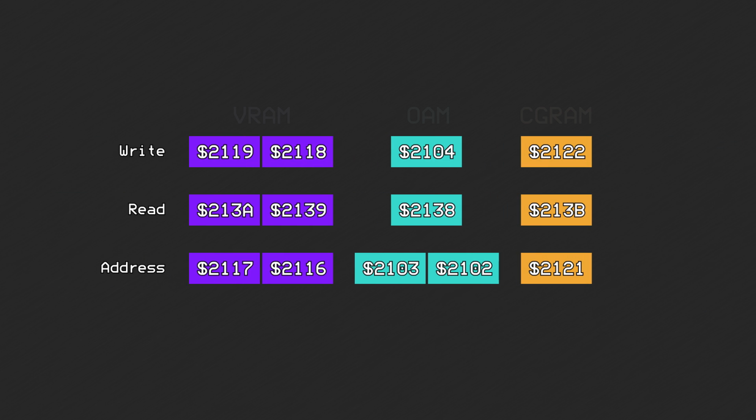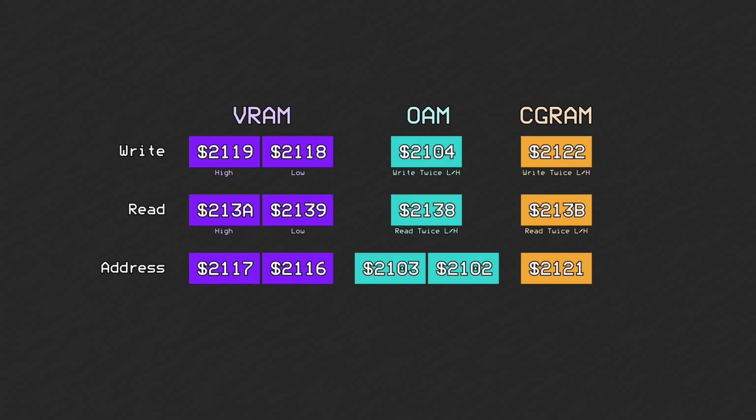Here is a table that shows which registers are used for each memory. It is important to note that in these three locations, the data held at each address is 16 bits instead of 8 bits like in the main memory. In the case of video RAM, these 16 bits are spread out between two registers, but in OAM and CGRAM's case, the 16 bits are written 8 at a time in a single register.